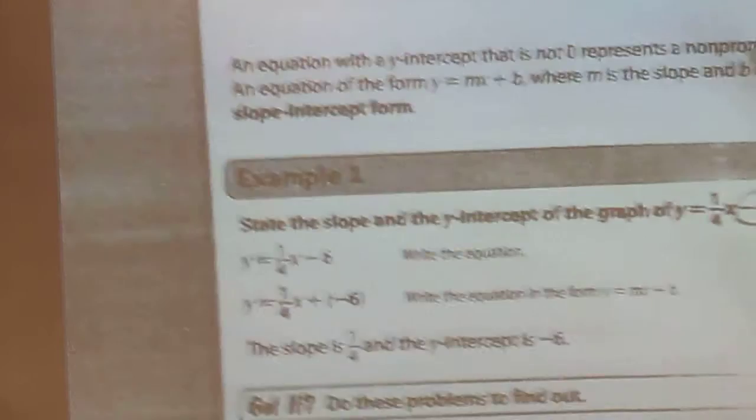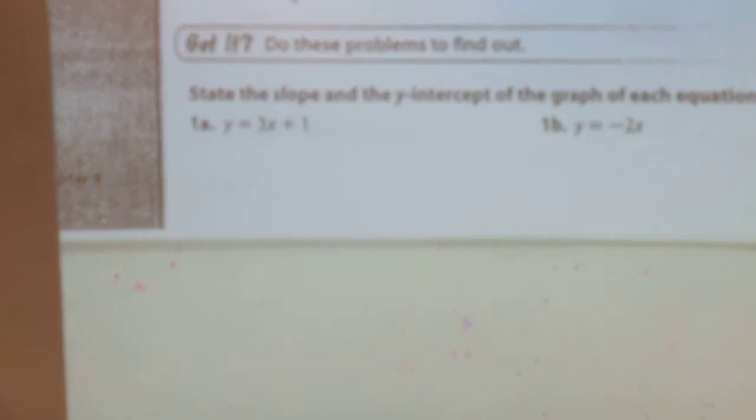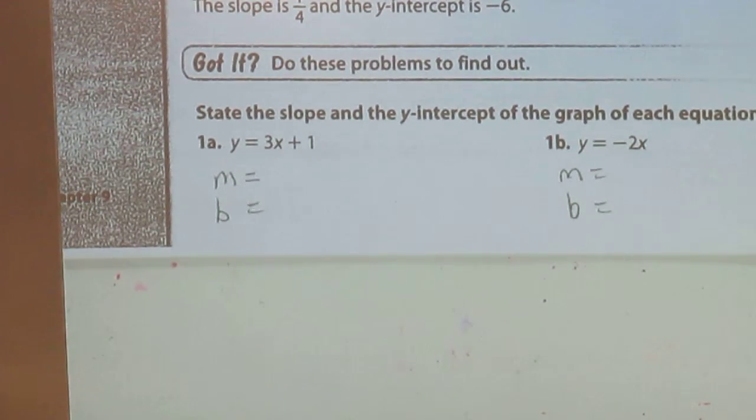So there's two problems at the bottom, 1a and 1b. Go ahead and just write down what's the slope and what's the y-intercept. The way we'll do that is m equals and b equals. M being the slope and b the y-intercept. Put your pencil in the air when you're done.